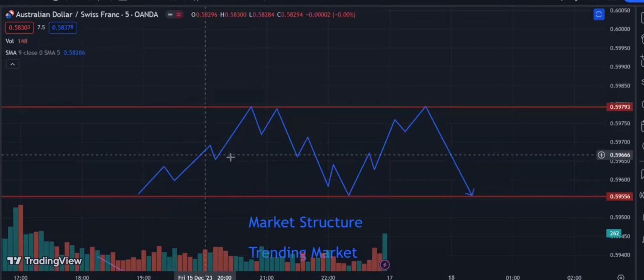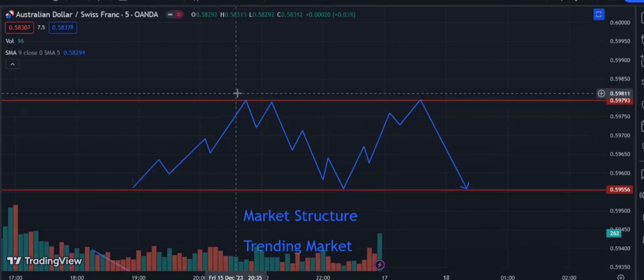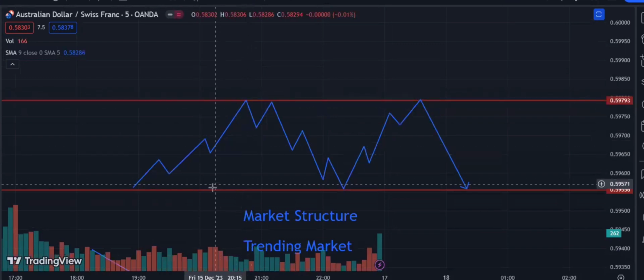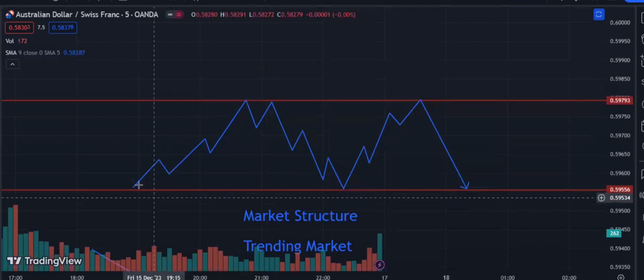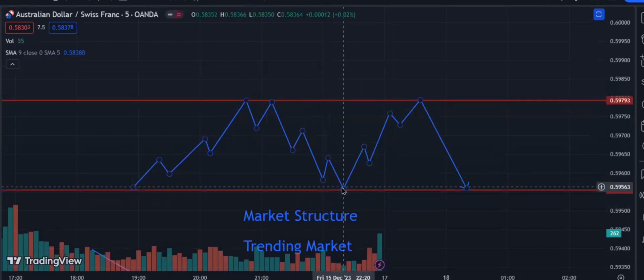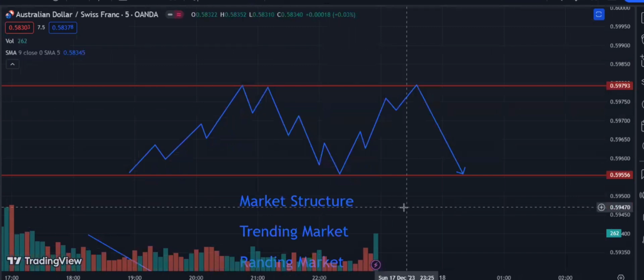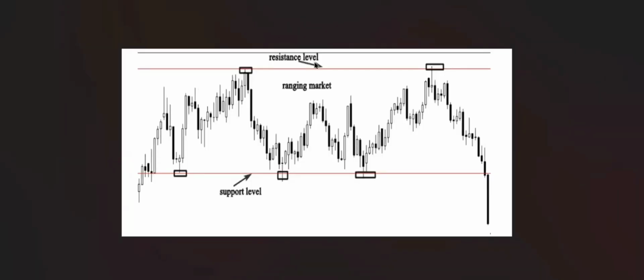A ranging market moves in a horizontal form, like I drew already, where buyers and sellers just keep knocking price back and forth between support and resistance, right? So buyers buy, price goes up, sellers sell, price comes down, buyers buy. That is just what happens in a ranging market. So on my display, we have a typical ranging market, with price making an upward movement and a downward movement.